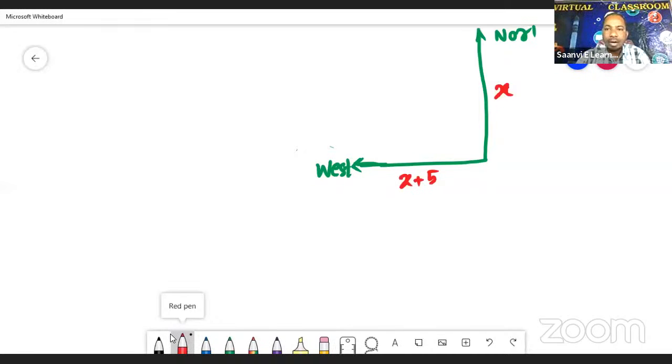Okay. So after 2 hours they are 50 kilometers apart. It means the distance is 50 kilometers. It has happened after 2 hours, so it means we have to multiply by 2.